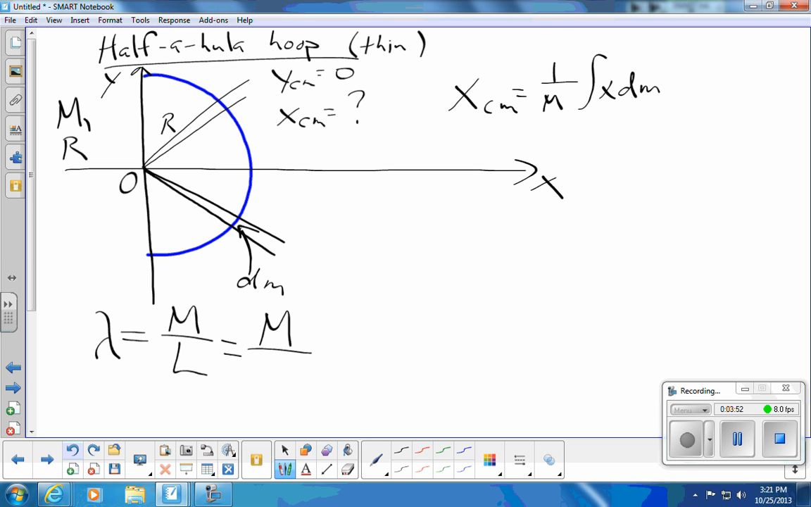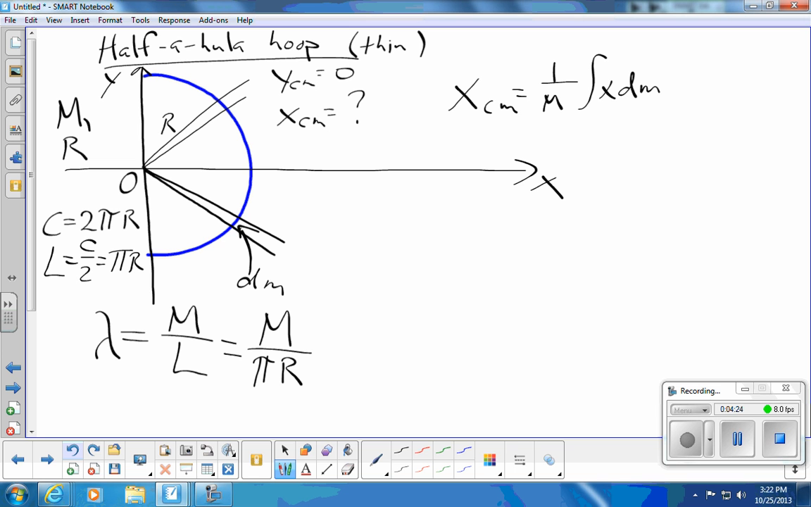the linear mass density of this thing is m over, let's see, what is the length of half of a circle? Well, a complete circle has a circumference equal to 2 pi r, but I'm only doing half a circle, half a hula hoop, so the length is half this whole circumference, and that's just going to be pi times r. Okay, so the linear mass density is m over pi r. That's nice. What do I do with it?